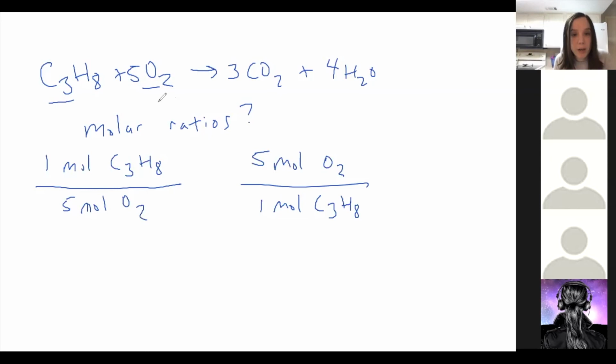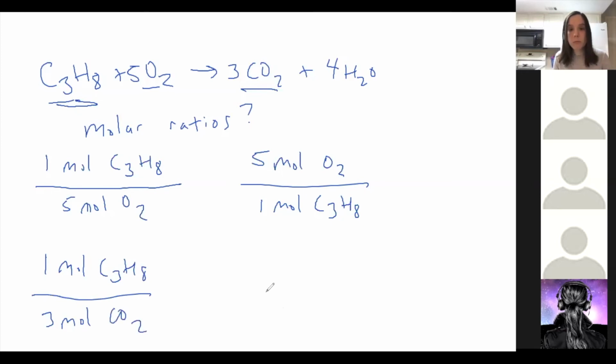We could relate this reactant right here to this product. So we could relate propane to carbon dioxide. For every 1 mole of C3H8, we would have 3 moles of carbon dioxide. And that could also be flipped around too. We could also write as 3 moles of CO2 over 1 mole of C3H8.